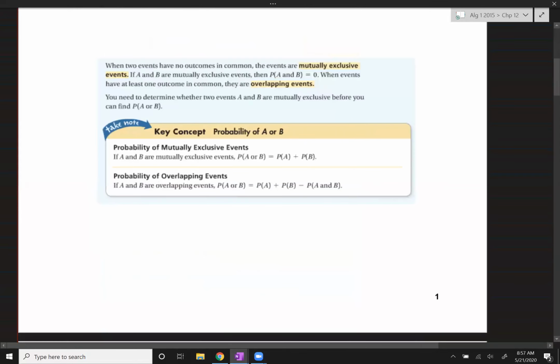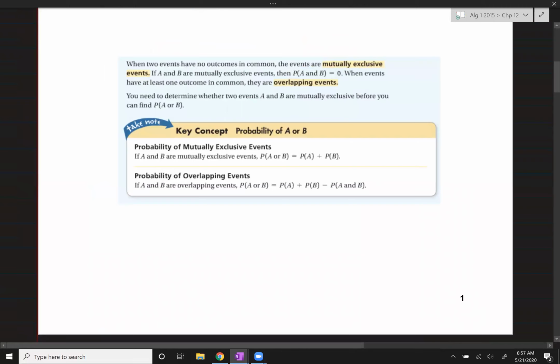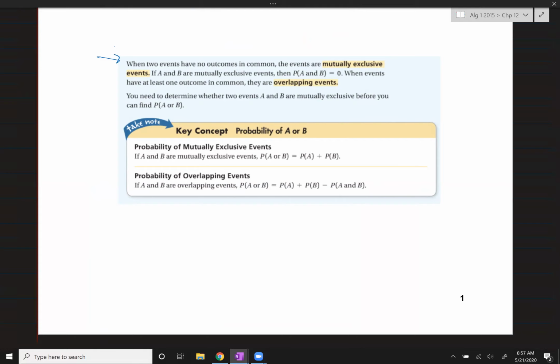All right, as we set the stage for some of that, we have the idea of a couple of these things. So it's all in text up here. Two events that have no outcomes in common are mutually exclusive. That means they have nothing to do with each other. If A and B are mutually exclusive events, then the probability of A and B, that means both of these things happening, is 0. And if they have at least one outcome in common, they are overlapping events. So we want to make sure that we're looking for mutually exclusive events.